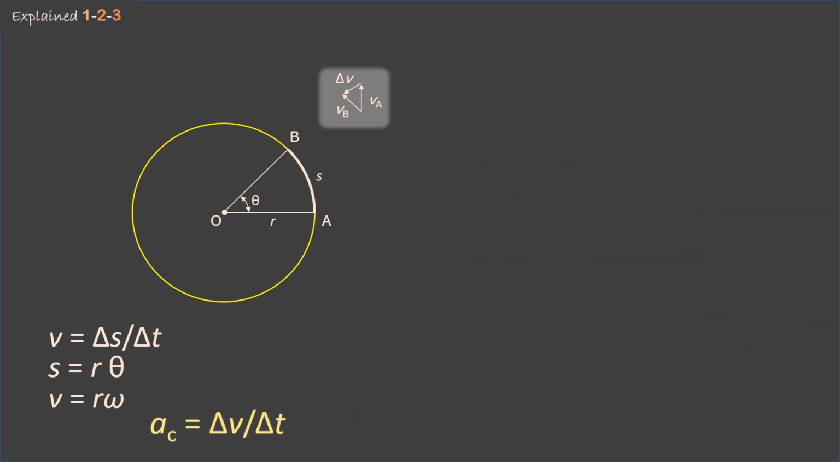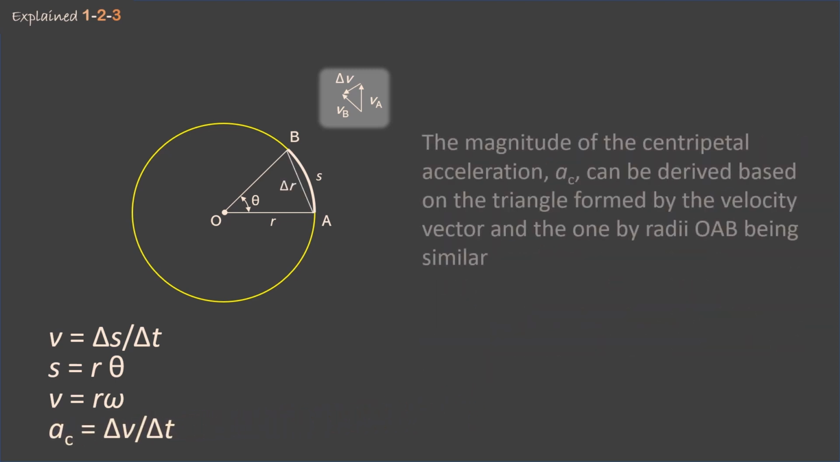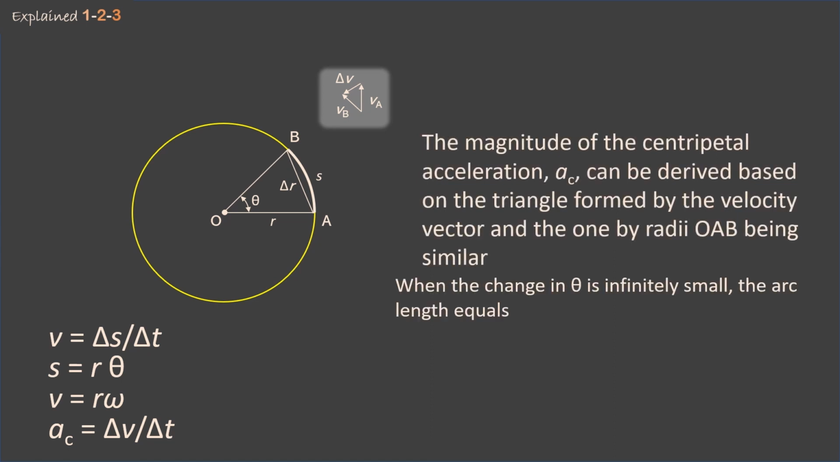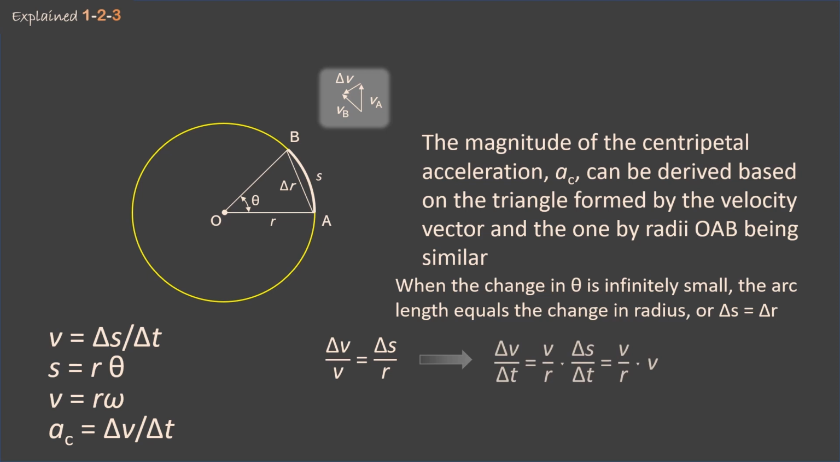The magnitude of the centripetal acceleration can be derived based on the triangle formed by the velocity vector and the one by radii OAB being similar. For similar triangles, we have the ratios of the sides being equal, or delta v over v equals delta r over r. When the change in theta is infinitely small, the arc length equals the change in radius, or delta s equals delta r. The magnitude of centripetal acceleration equals delta v over delta t, which is v squared over r.